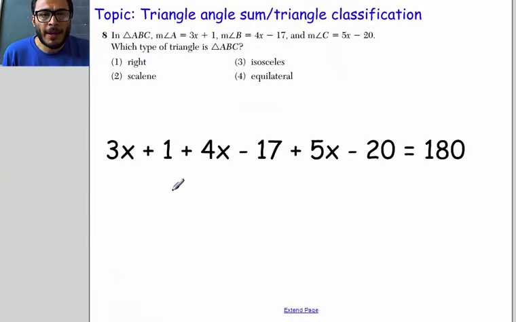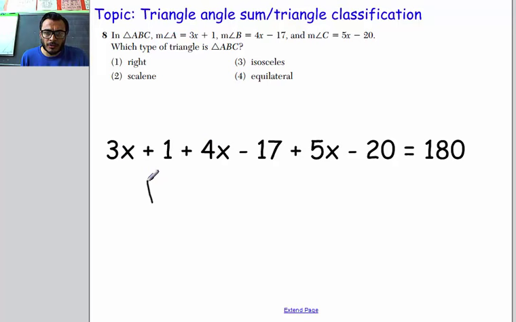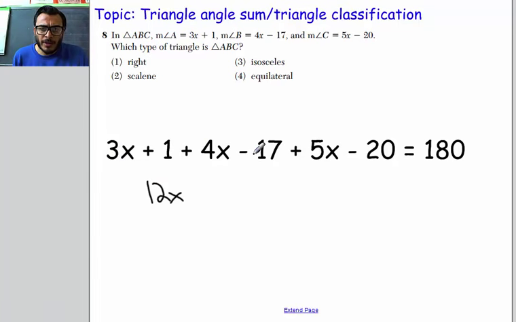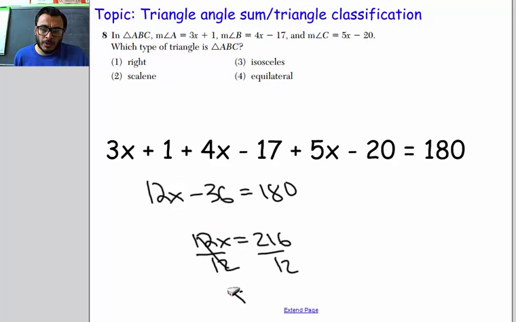Okay, so for number 8, we have to figure out what type of triangle ABC is. In order to do that, we have to solve for x and then substitute to get angle measurements. So let's combine the x's. We have 3x plus 4x plus 5x, that gives us 12x. Then we have 1 minus 17, that's negative 16. Negative 16 minus 20 is negative 36. So I write 12x minus 36 equals 180. Then we solve for x, so x equals 18. Right, yes, x equals 18.